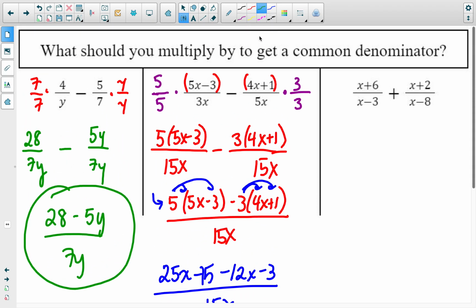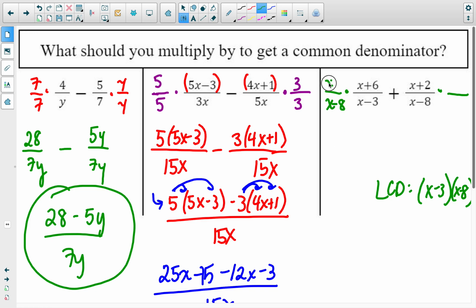Right now consider something like this. We cannot add these two together because they don't have a common denominator. One denominator is x minus 3, one is x minus 8. So ask yourself, what is the least common denominator? Well, you just have to multiply those two together. So what do we need to multiply this denominator by in order to get our least common denominator?